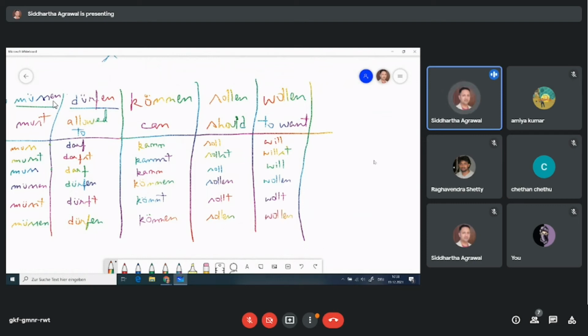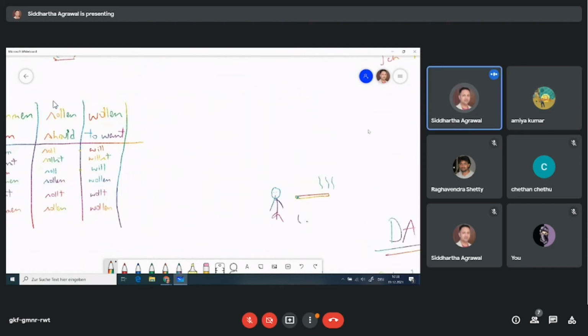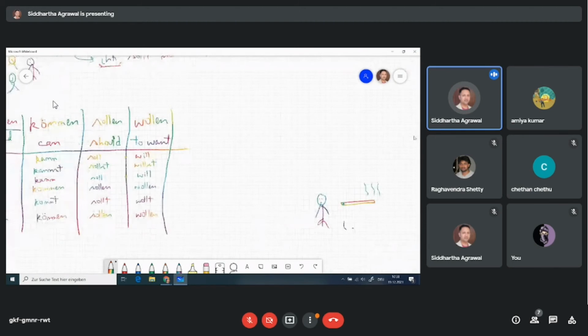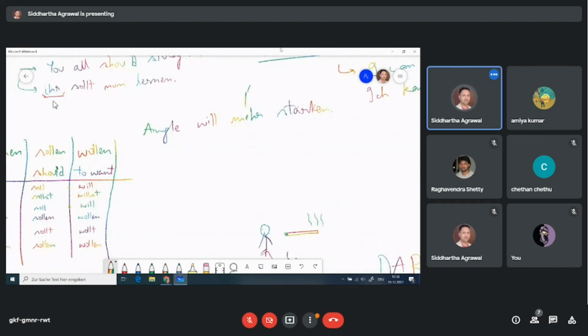So why I'm emphasizing this wollen is, you see here comes will, W-I-L-L. Yes, an English word. The only problem here is that it is contrasting with English. If you see Deutsche Welle, you might find "Angela will mehr stärken." Just to give you a glimpse of it, mehr means more. Stärken means to make it strong.